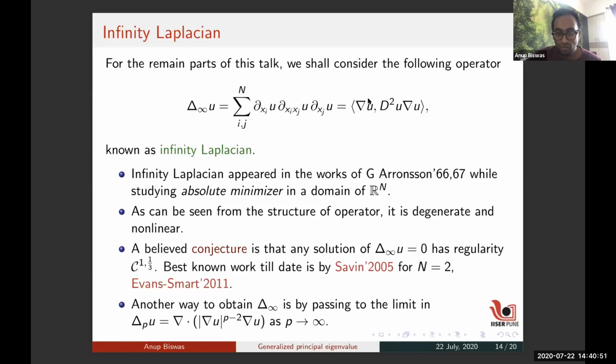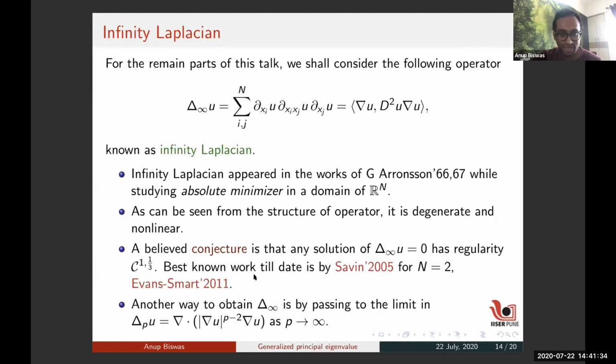Now, of course, that doesn't justify why it is infinity harmonic. To see this, you look at the last line here. If you look at the P-Laplacian operator and you let P tend to infinity, the limiting operator is that infinity harmonic operator, and that's how it got this name. So this is the extreme operator as P tends to infinity. Now from the structure, it has a lot of degeneracy. And of course it's nonlinear, because if you add two solutions, it does not solve the same equation. You cannot superimpose two solutions.